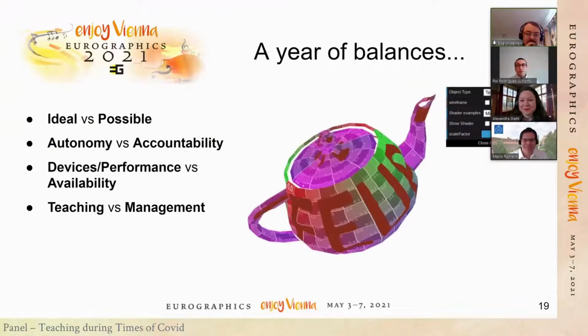So on my side, I'd say this was a year of balances, or of search for balances, I'd rather say. We had to try to balance a series of things in our lives and in our work. We had to balance what we would think of the ideal for our teaching profession versus what was possible with the new constraints that we were faced with.